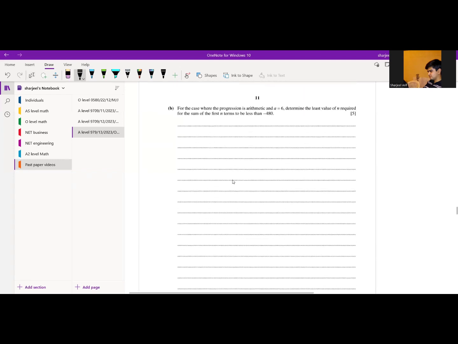Okay, for part B, we have a equals 6 and the sum Sn is less than minus 480. So the second term a2 will be equal to 6 square divided by 6 plus 2. This will be equal to 4.5. So it's an arithmetic progression. So the common difference will be, sorry, 4.5 minus 6, that would be minus 1.5.